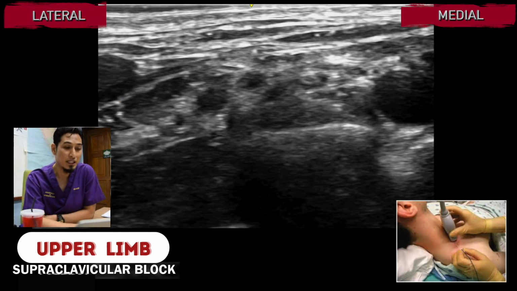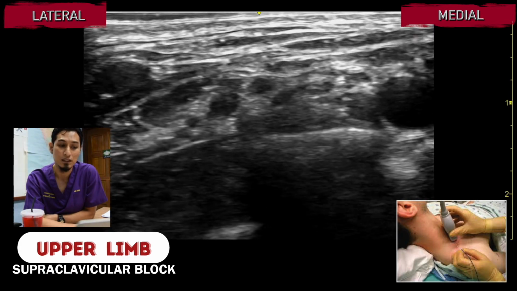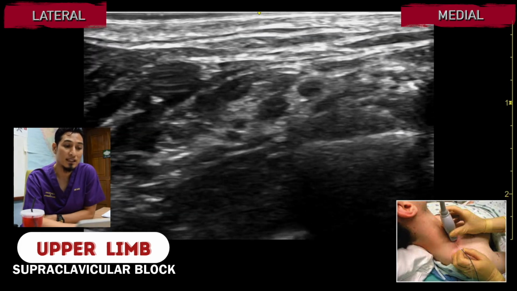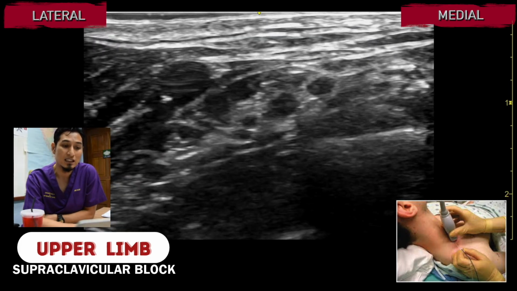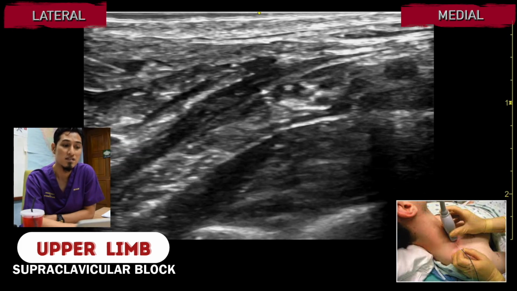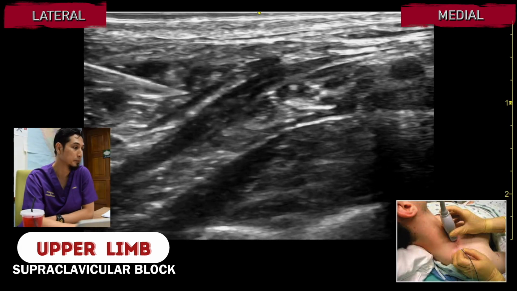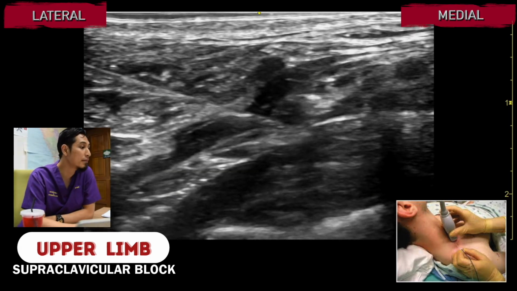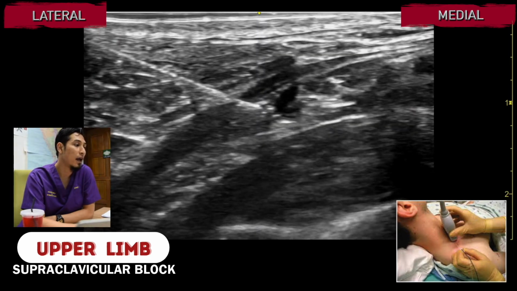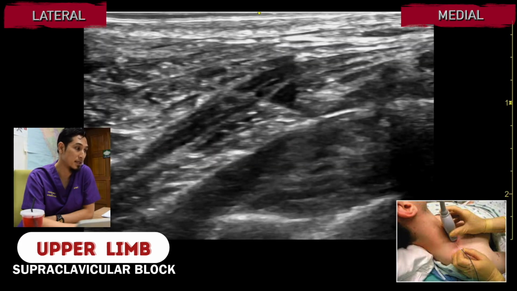We are using a Stimuplex 360 50 mm needle with an in-plane approach. To visualize the brachial plexus, the transducer is oriented in the sagittal plane until the first rib is seen deep to the plexus and the artery. So we aim first to deposit the LA at the inferior trunk of the brachial plexus.